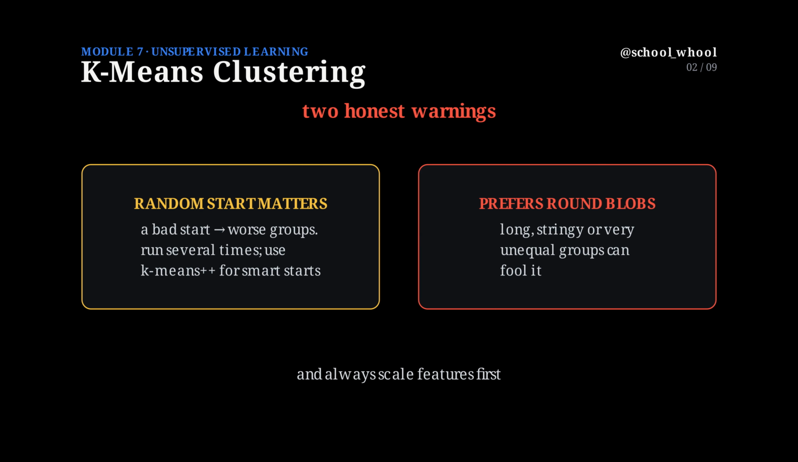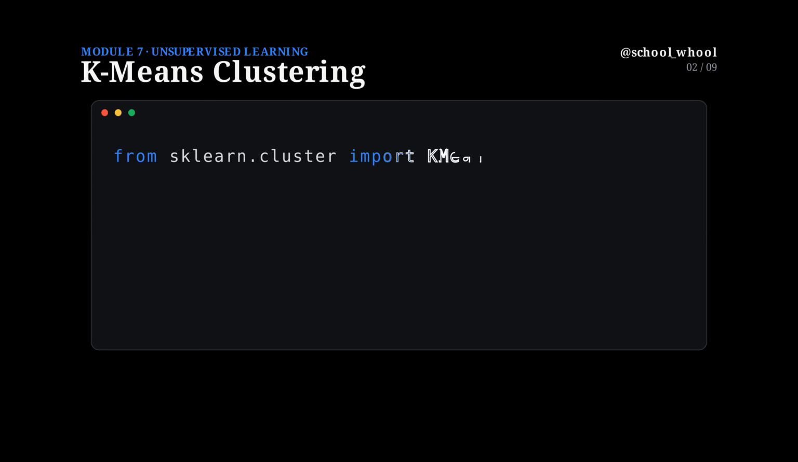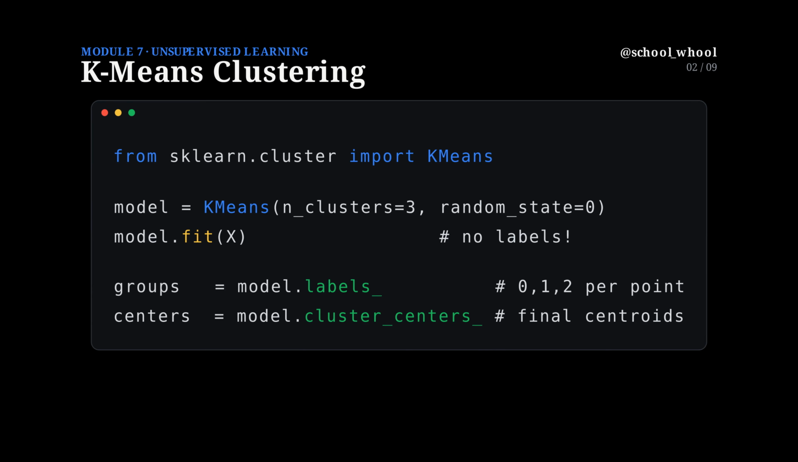In scikit-learn it is just a few lines. We create a KMeans with n_clusters set to 3, and fit it on X, no labels needed. Afterwards, .labels_ tells us which group each point landed in, and .cluster_centers_ gives us the final centroids.